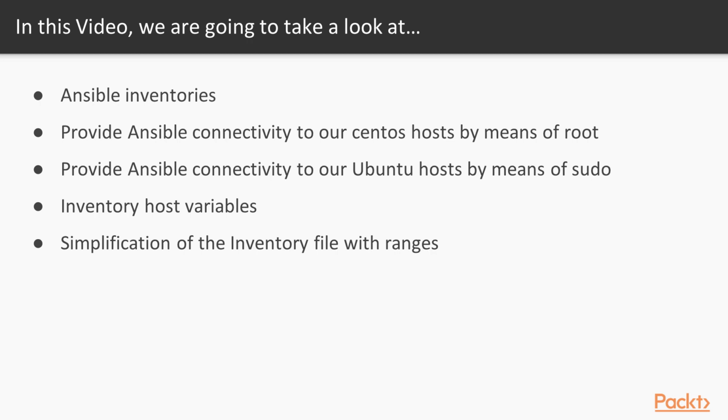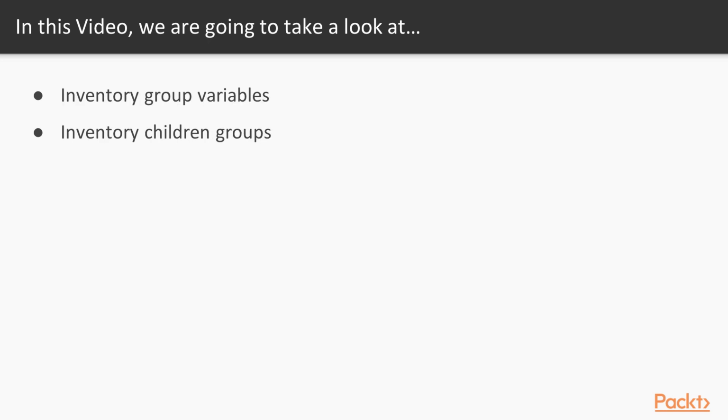We're going to take a look at Ansible Inventories, how they are used, and the different types of inventories. We'll be seeing how we can provide connectivity to our Ansible hosts via root. We'll be seeing how we can provide connectivity to our Ansible hosts via sudo. We'll cover host variables, better known as host vars. We'll see how we can simplify our inventory with the use of host ranges. We'll apply group variables to again simplify our inventory further. And finally, we'll make use of children groups.